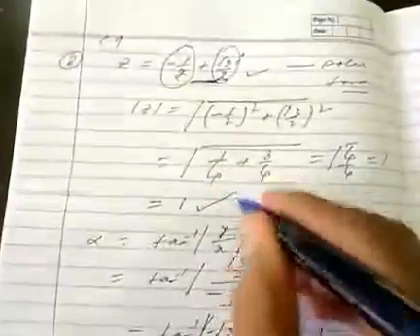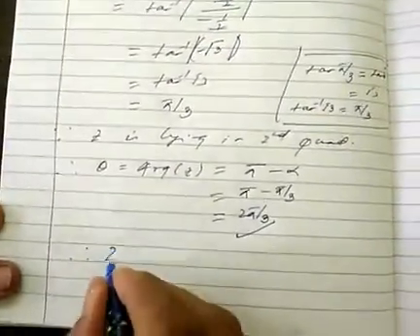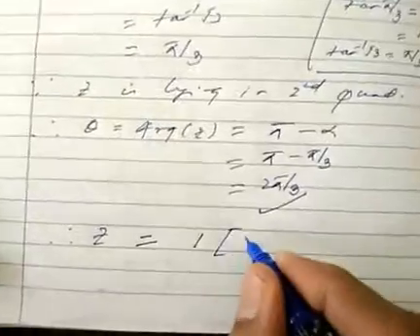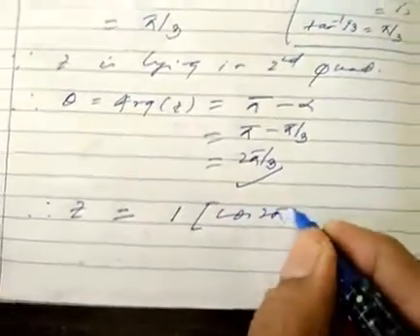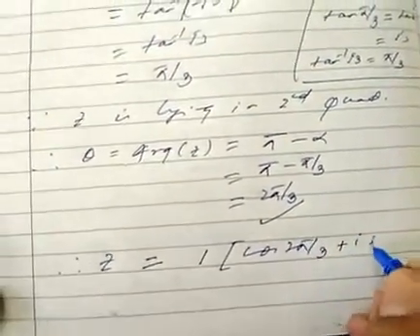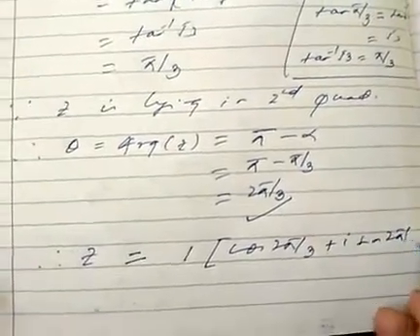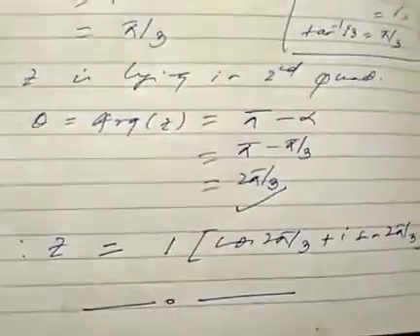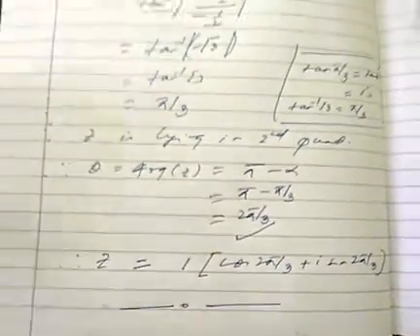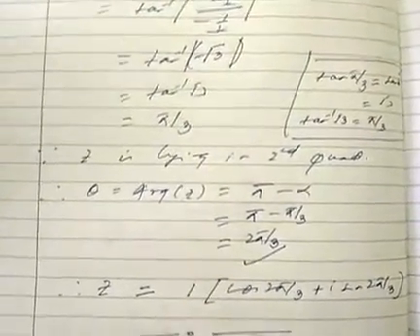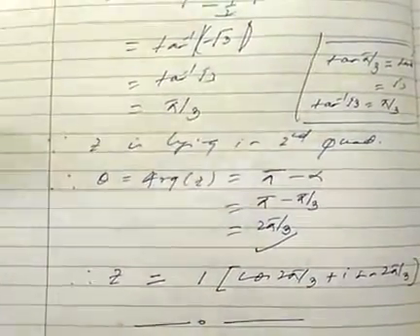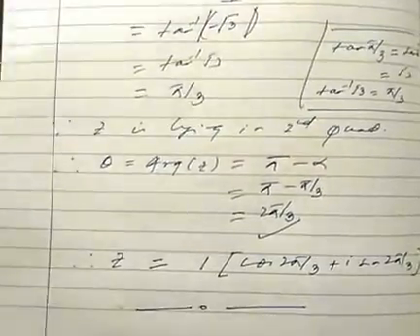So theta is known, mod z is known, therefore the polar form for this complex number will be 1 into cos 2 pi by 3 plus i sin 2 pi by 3. So this is another example, and you can take it and go through. So this is the way to go with the polar form for a complex number. This is a bit difficult because here you have to go with the conversion and all, but you just try, you get it. If not, you just convey it to me.